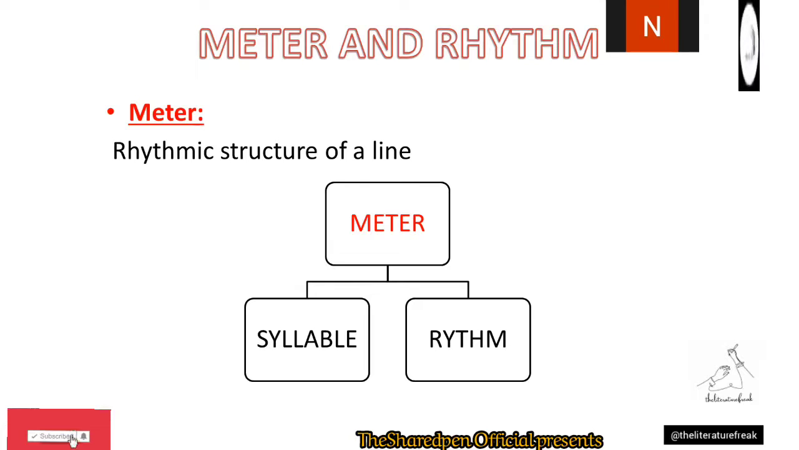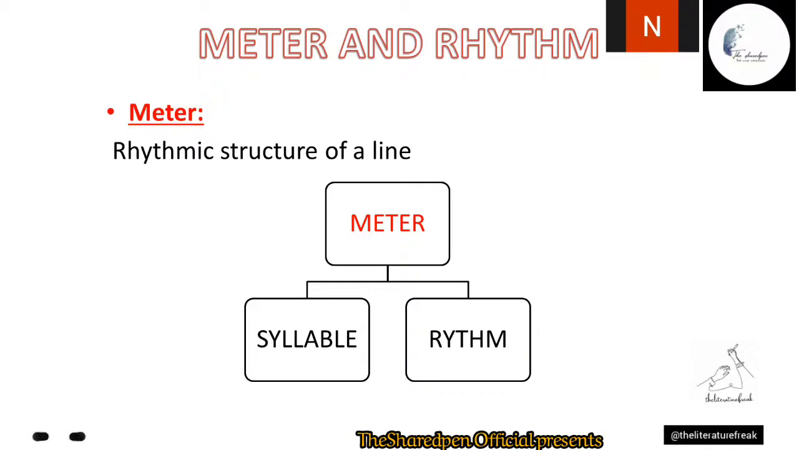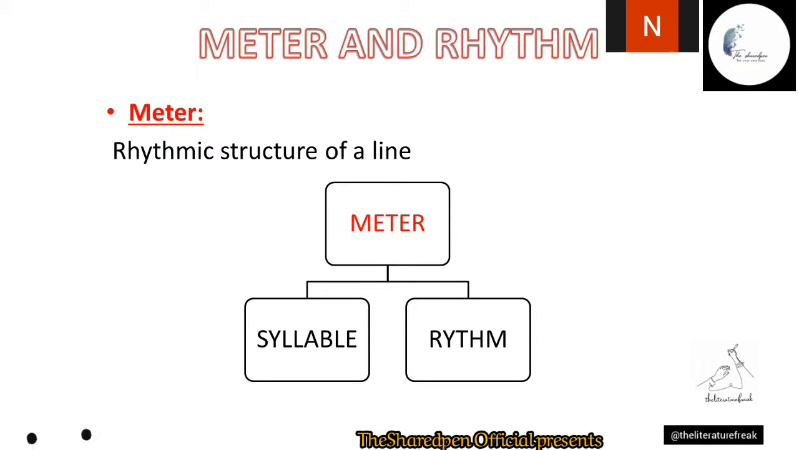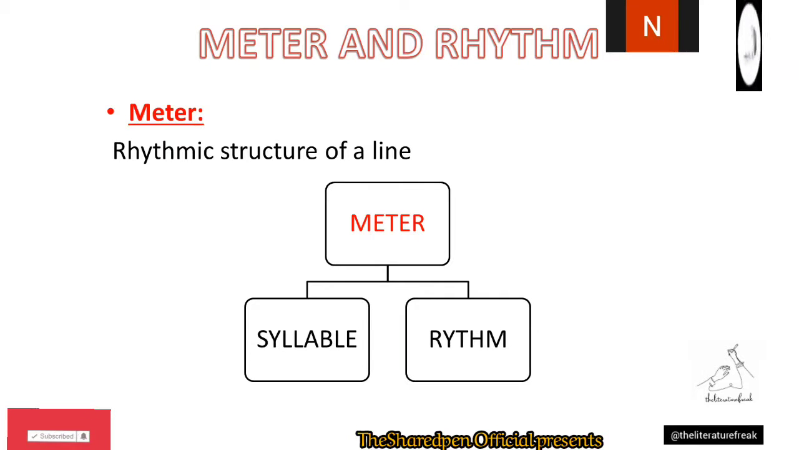Today we will be starting with the very little but very important thing in poetry: meter and rhythm. So starting with meter, what is a meter? When we write or read poetry, we see there is a rise and fall in every line of poetry. That rise and fall of the poetry is called meter. That rhythmic structure of a line is called meter.